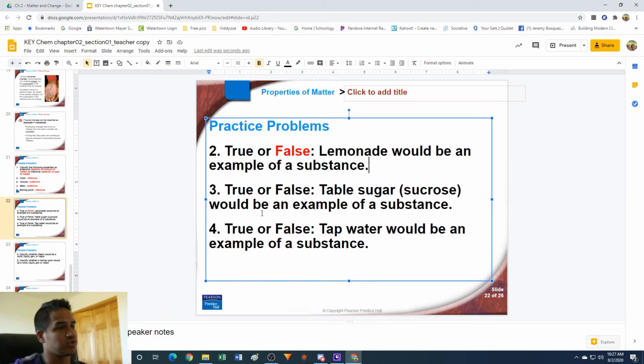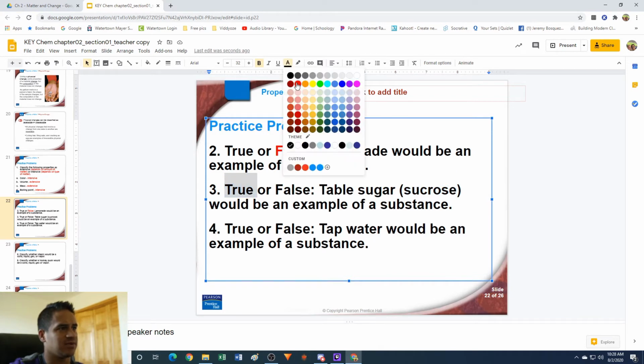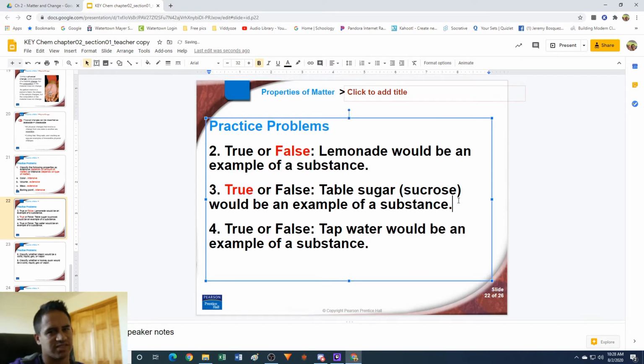Number 3, true or false, table sugar, aka sucrose, that's the chemical name, would be an example of a substance. So a little bit of a hint here. If a material has a chemical name like sucrose, that pretty much tells you already that it's going to be a substance. Because if it has a chemical name, that means it has a chemical formula, which means it has a formula that specifically tells you what it's made out of. Okay, so table sugar, no matter where you go in the world, it's always going to be made of the exact same material. It's going to look the same. It's going to taste the same.